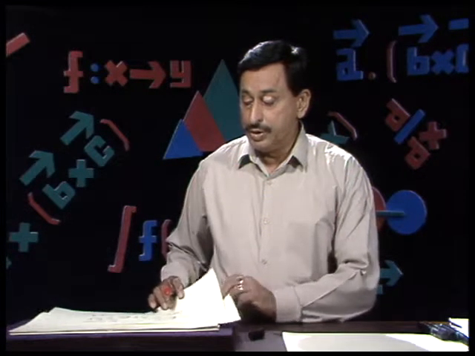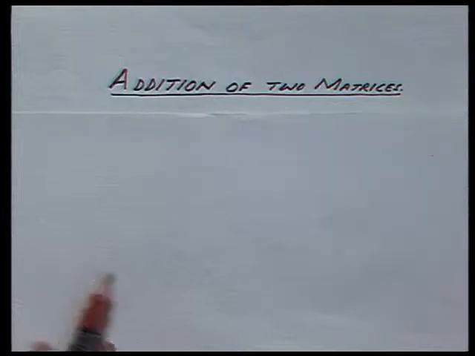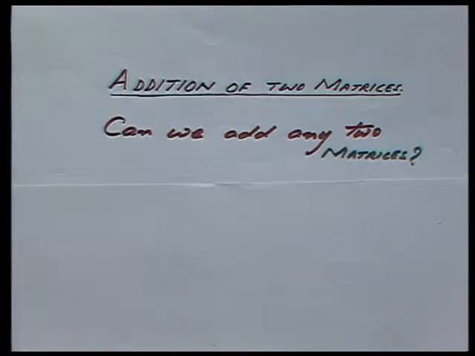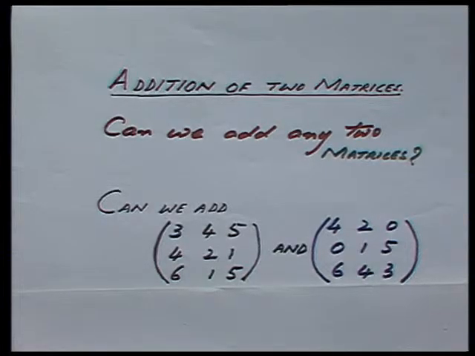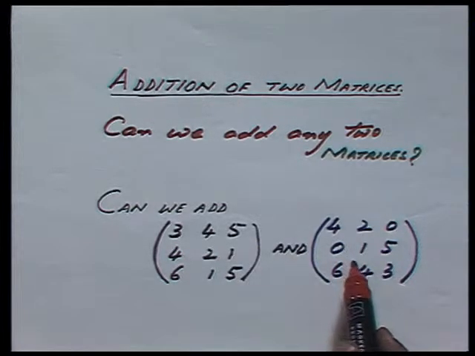But now the question is, can we add information in case of matrices in any case? That means addition of matrices. Can we add any two matrices to arrive at an information? You must have observed in the previous examples that we can add information when it is given in this shape. Means the order of this matrix and the order of this matrix match exactly.